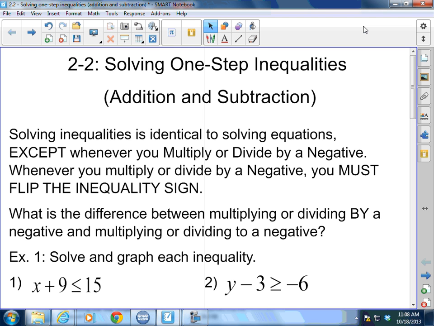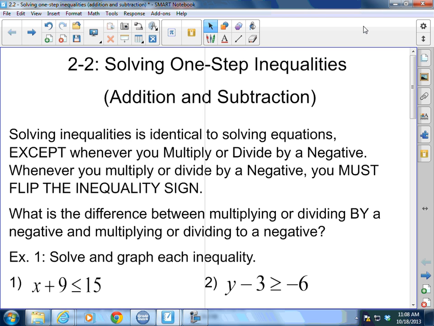Now, what I have here, this little paragraph, pretty much says it all. When I'm solving inequalities, please think about equations, because you're going to solve inequalities exactly the same way. I mean exactly the same way as equations. That's why I said it's so important for you to really understand your equations, because if not, it's going to be a little tougher when we come to inequalities.